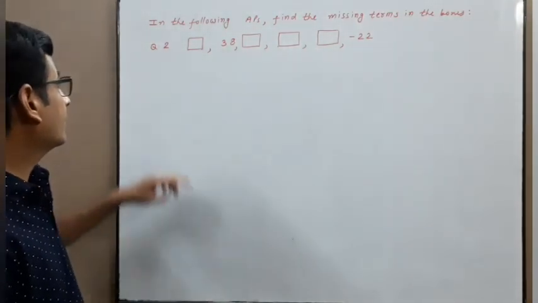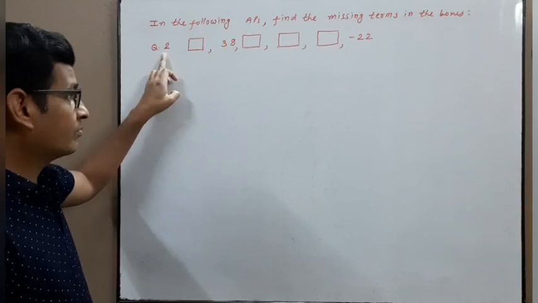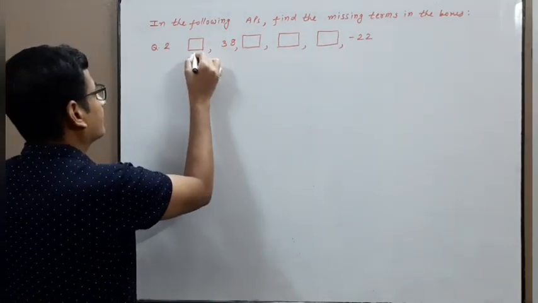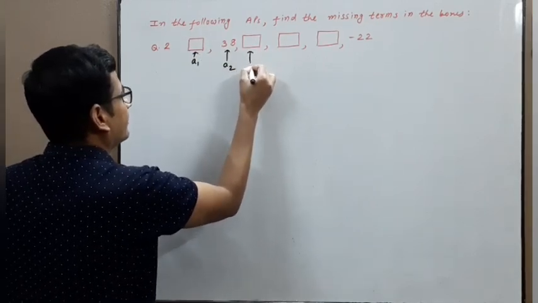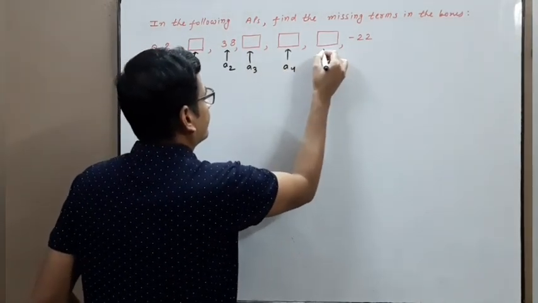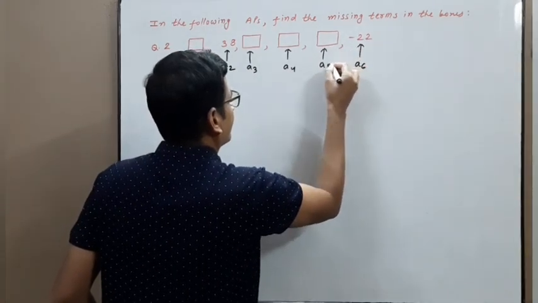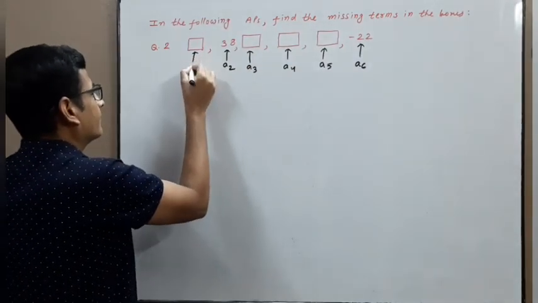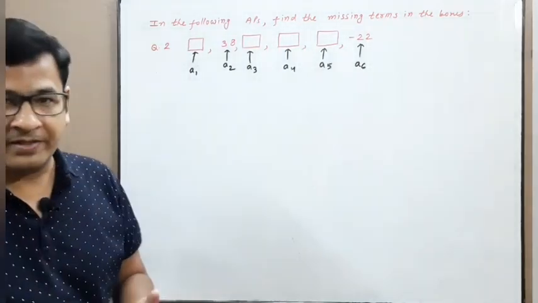Next problem. In the following APs, find the missing terms in the boxes. Question number 2. This is the first term. This is the second term. This is the third term. This is the fourth term. This is the fifth term. And this is the sixth term. To find the remaining terms, A1, A3, A4, A5, we have to find the first term and common difference.